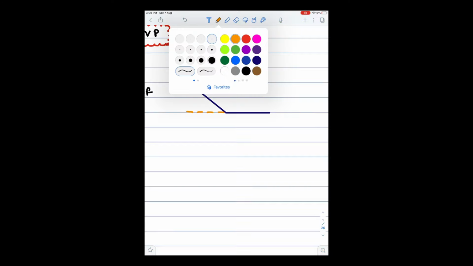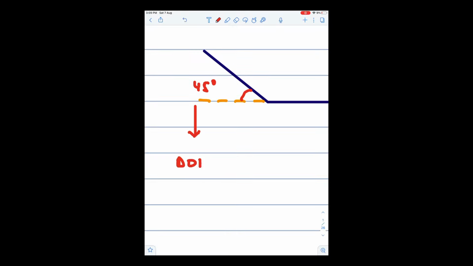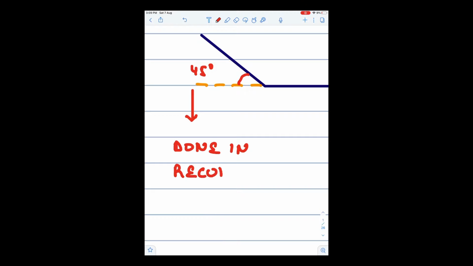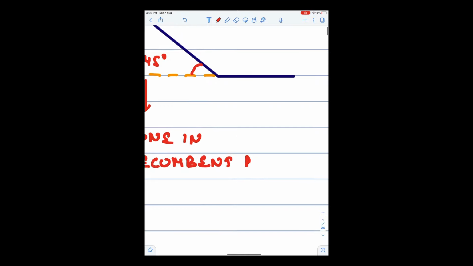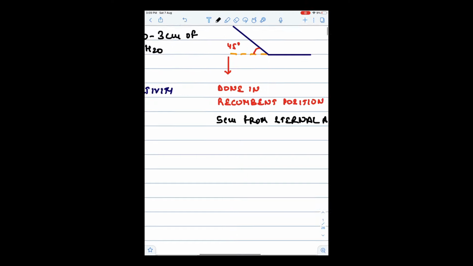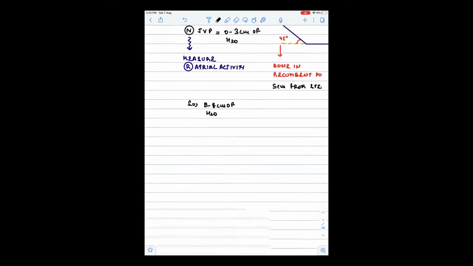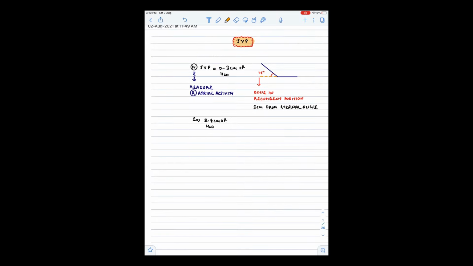To measure the JVP, the position is recumbent, which is 45 degree from the horizontal line. The distance of the sternal angle from the right atrium is 5 centimeter, so the normal JVP value will be 5 to 8 centimeter of water, because we are considering the 5 centimeter distance of the sternal angle from the right atrium.